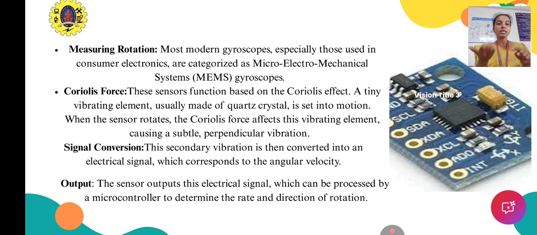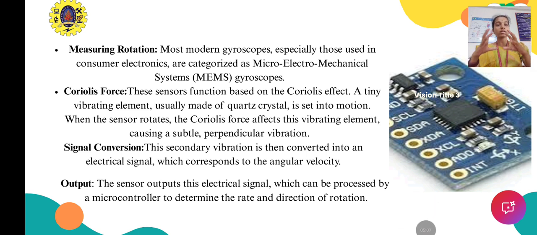Signal conversion, how the conversion is done. This secondary vibration is then converted into an electrical signal which corresponds to the angular velocity. This perpendicular vibration is converted into an electrical signal which corresponds to the angular velocity.